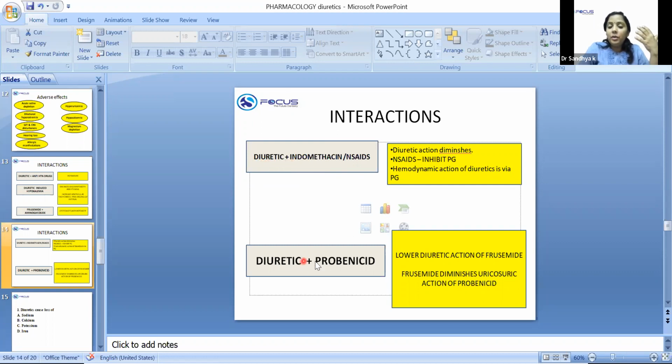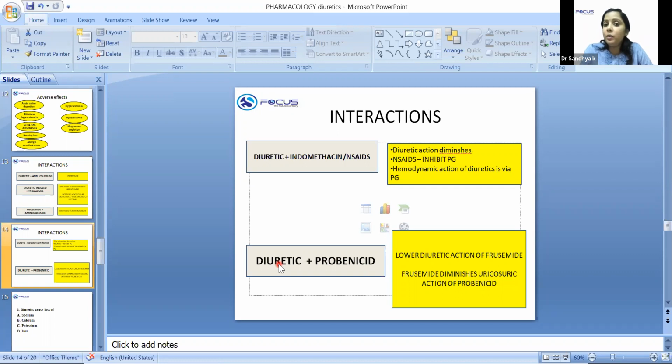Another drug interaction of diuretic is diuretics and probenecid. Probenecid is a drug given to treat gout. But when diuretic is given, this diuretic will inhibit the uricosuric action of probenecid, and probenecid will inhibit the diuretic action of diuretics. Both of them will inhibit each other's action. So never combine diuretic with probenecid.